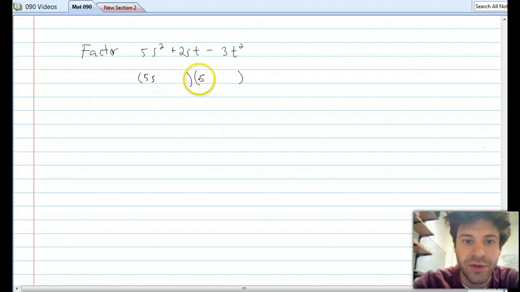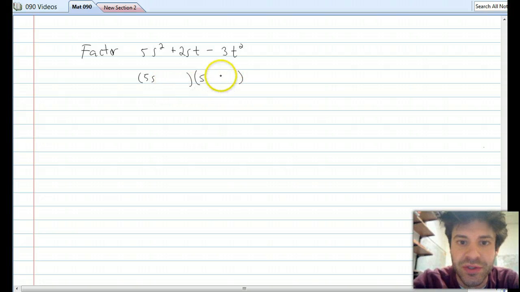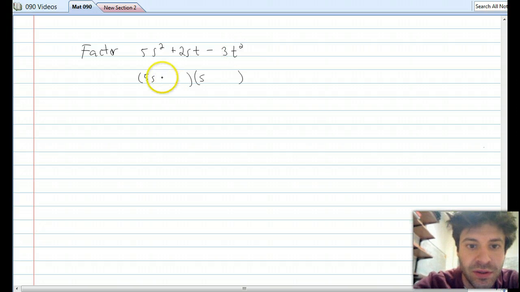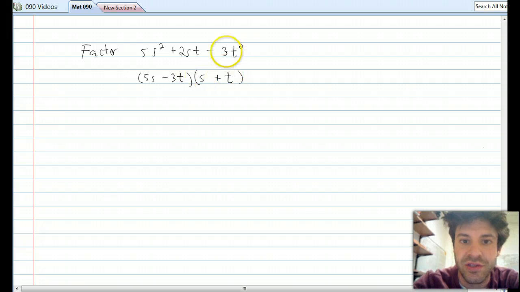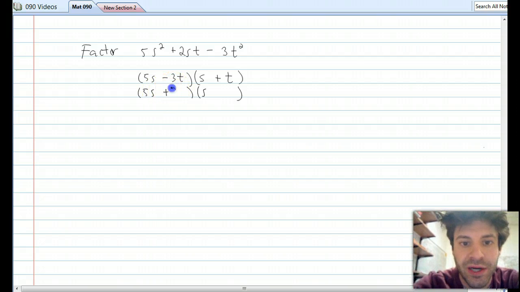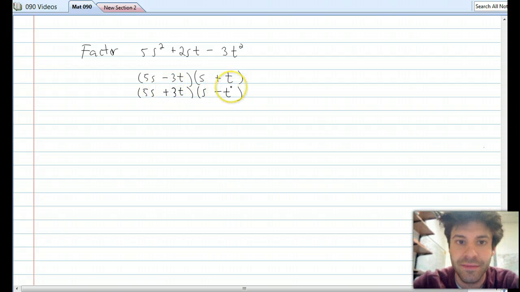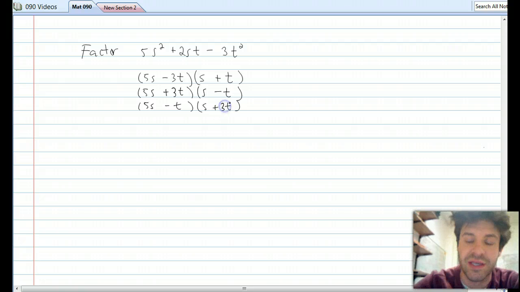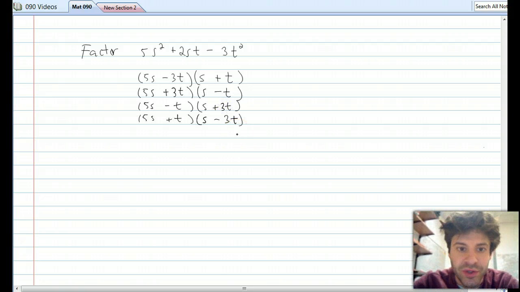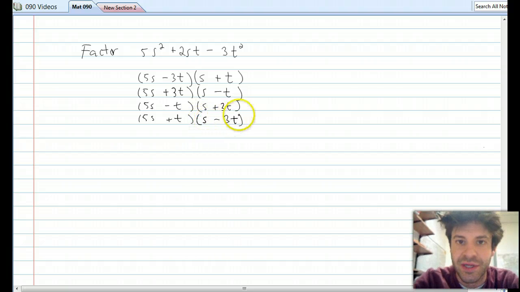The first two terms in both binomials, one option is 5s and s. Now the last terms in both of these binomials have to multiply to get negative 3t squared. So you need to write down some options. Negative 3t and positive t. Those terms would multiply to get the last term. And there are lots of other options too. For example, you would get a different polynomial if you used positive 3t and negative t. You'd get a different polynomial if you used negative t and positive 3t in that way. And you'd get a different polynomial if you used 5s plus t and s minus 3t.